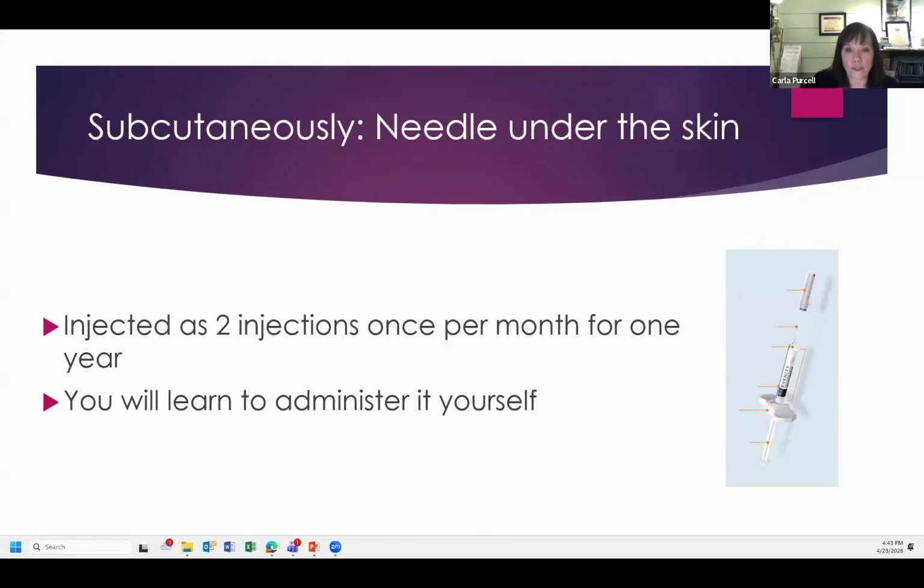The 2 injections are given at the same time. So they're 2 exactly the same pre-filled syringes that go underneath your skin. The dose is divided into 2 so that it can be best absorbed under your skin. And you will be taught how to give this medication. And if you're unable to give it yourself, then perhaps a family member might be able to help you out with that. The injections are given one after another, usually in 2 different spots on your body. Okay, and you'll learn to give it yourself.